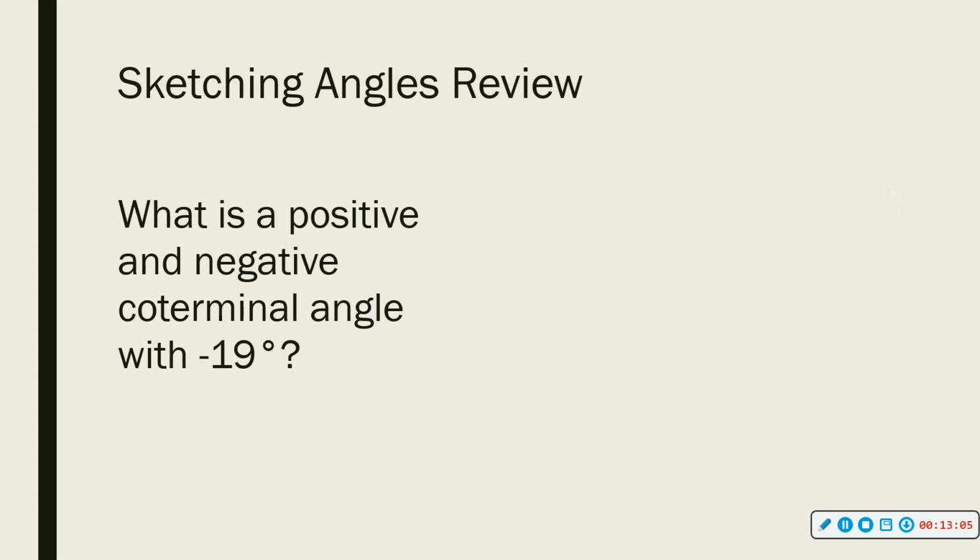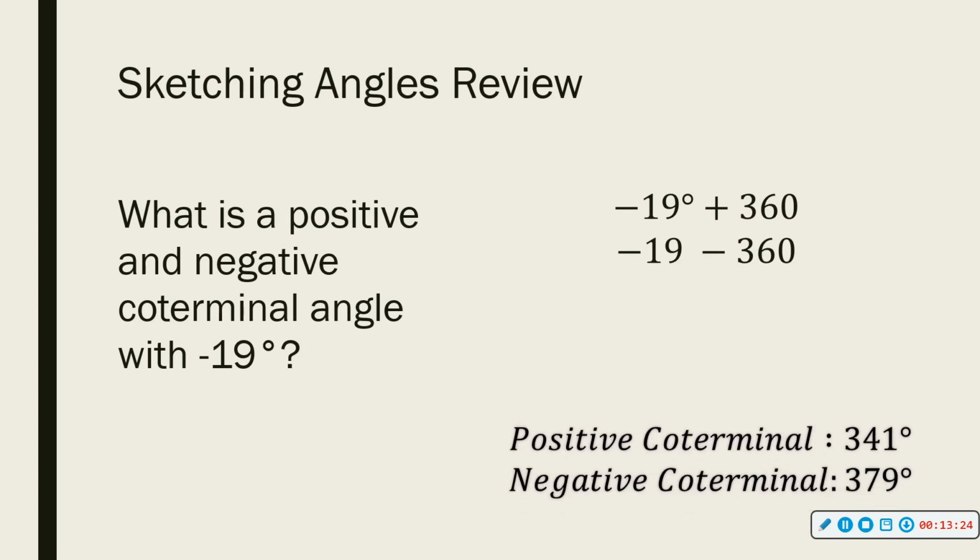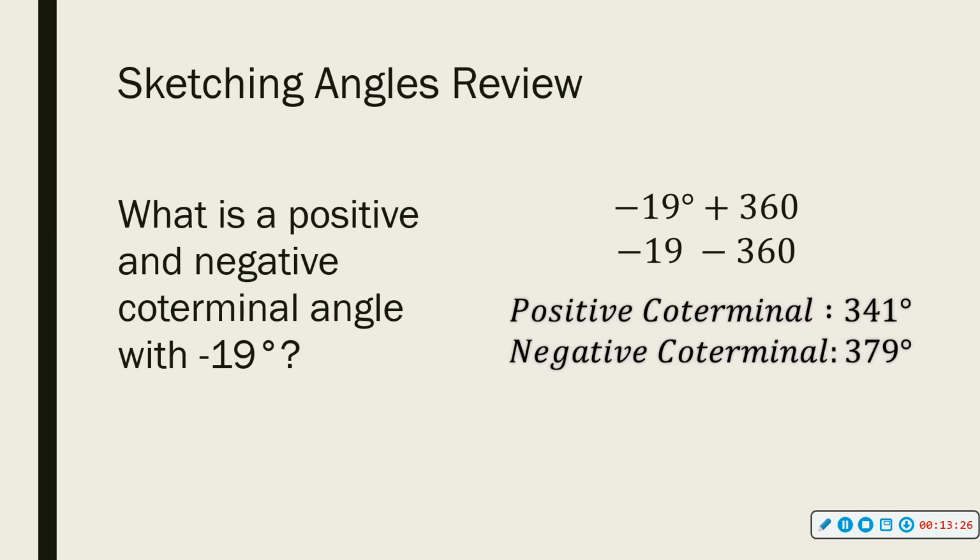Alrighty, so to find coterminal angles, we just add multiples of 360 or subtract multiples of 360 if we're in degrees, or add or subtract multiples of 2 pi if you're in radians. So I added 360 to that, I subtracted 360 from that to get my coterminal angles, the positive one being 341, and the negative one being, oh my god, negative 379, gosh darn it.